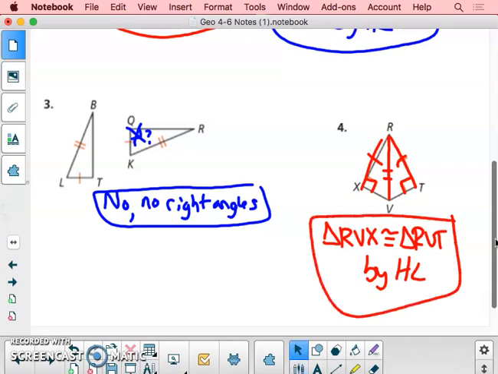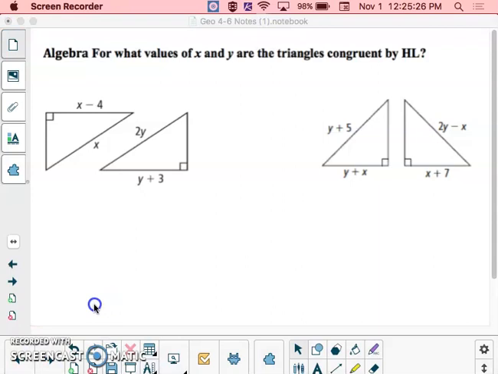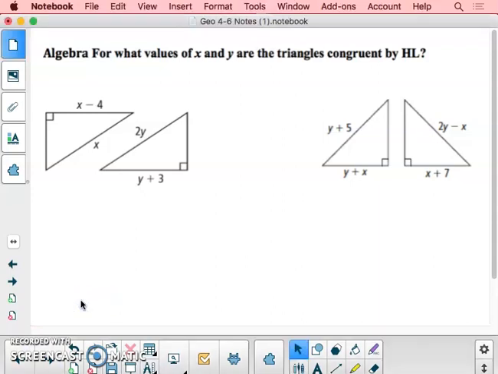Moving on to something different then. So this one says, for what values of X and Y are the triangles congruent by HL? So we already know that they're right triangles in both of these situations. What they want to know is what X has to be and what Y has to be in order for us to say yes, that these are congruent by HL. So what we know is the hypotenuse pair has to be congruent.